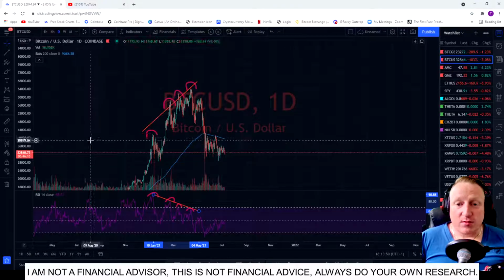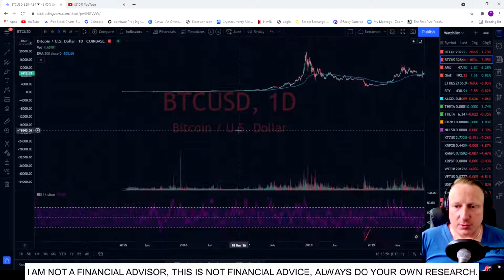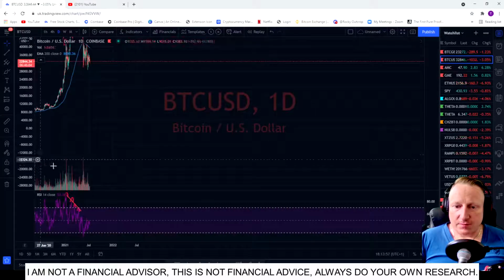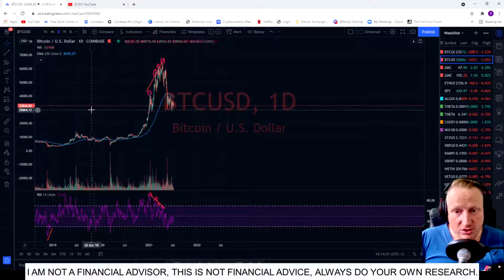Okay, so what we've done now is we've just looked at an example of bearish divergence. We've now looked at bullish divergence. We've now looked at bearish divergence.